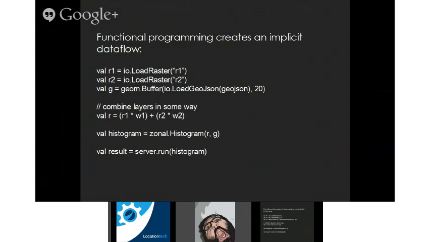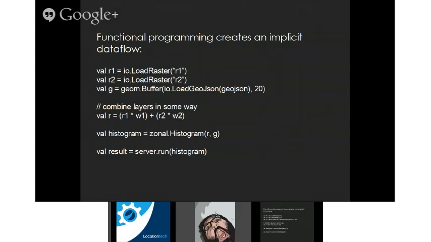We load some raster data, we load a polygon from GeoJSON, we buffer it. This line under combined layers in some way is similar to the map algebra syntax that Robert was talking about, where we multiply a layer with a weight and then we add them together. Then we say, okay, give me a histogram with the raster and the geometry. But we actually haven't done this work. We are constructing an operation that will do it when we pass it to the server at the bottom. And then GeoTrellis can analyze what the operation is, and it knows what it can run in parallel and what it can't through this task parallelism process.